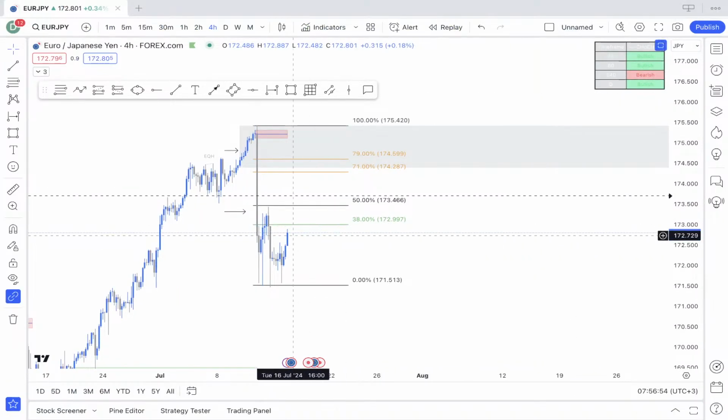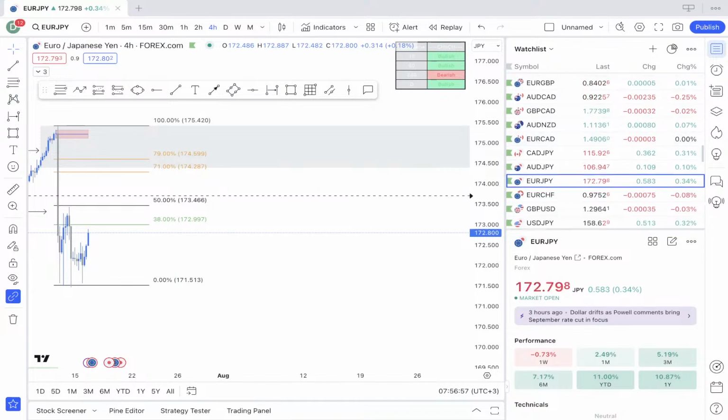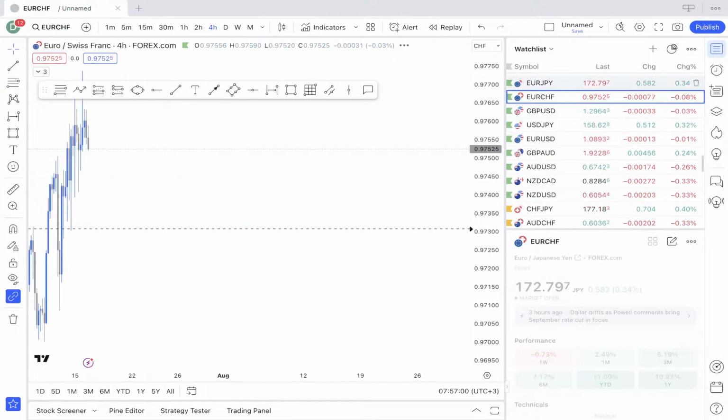But we still have some miles to go. Okay, the setup is still, the potential entry is still pretty far away.